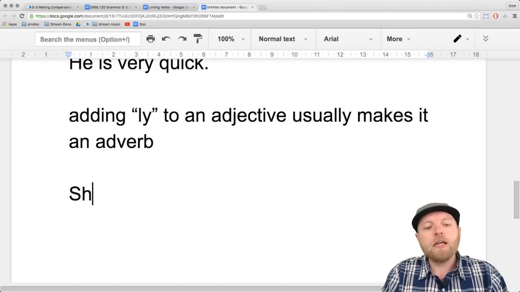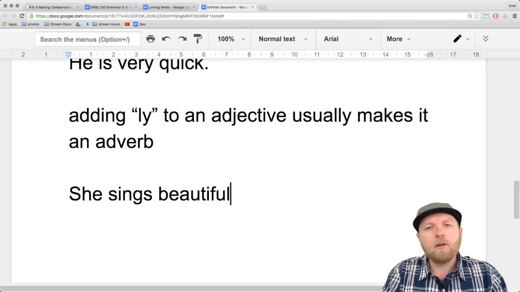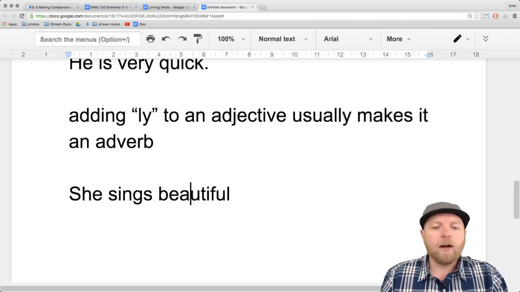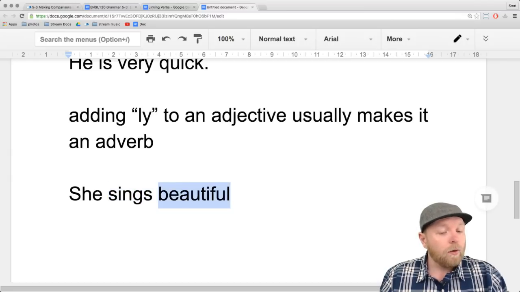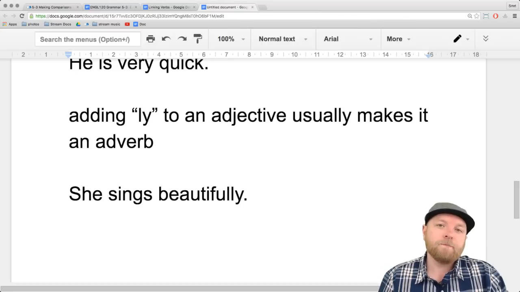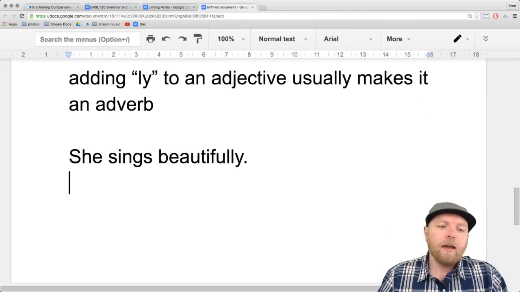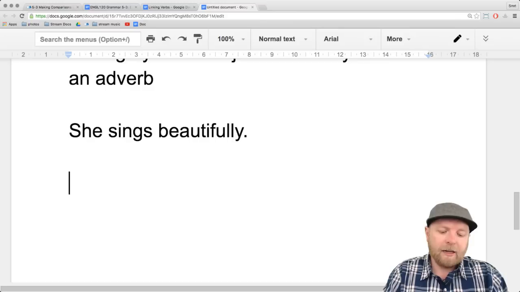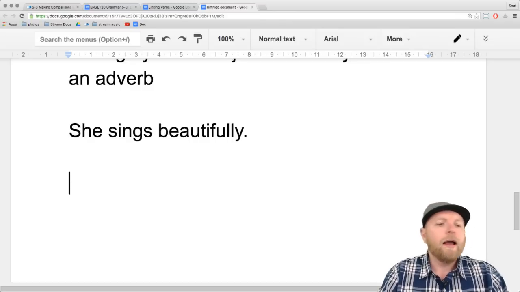Example, she sings beautiful. No, right? We're describing sing. So adjective, no. We need an adverb. She sings beautifully. Okay. What's another example?